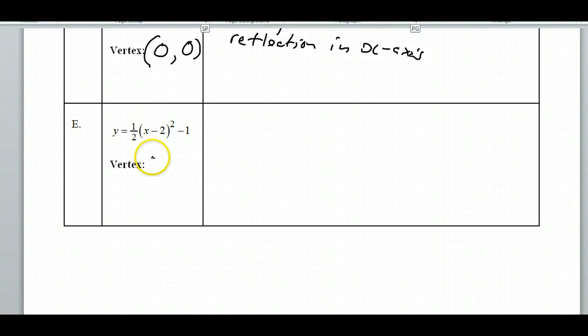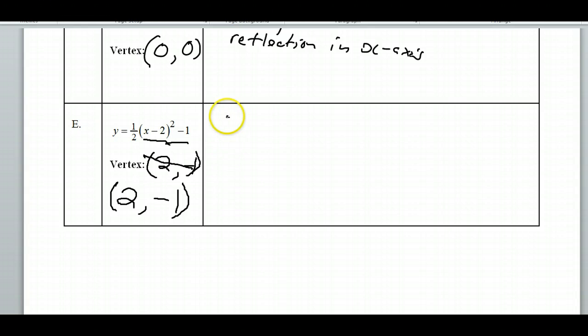Okay, last one, E, for the vertex. And again, for the vertex, we're just interested in the left and the right. Since a stretch or a reflection will not change a vertex of (0, 0), the only thing that can affect that is a horizontal translation. So we have a horizontal translation, right 2 and down 1, putting the vertex at (2, -1). It's not written great. Let's do that again. (2, -1). There.